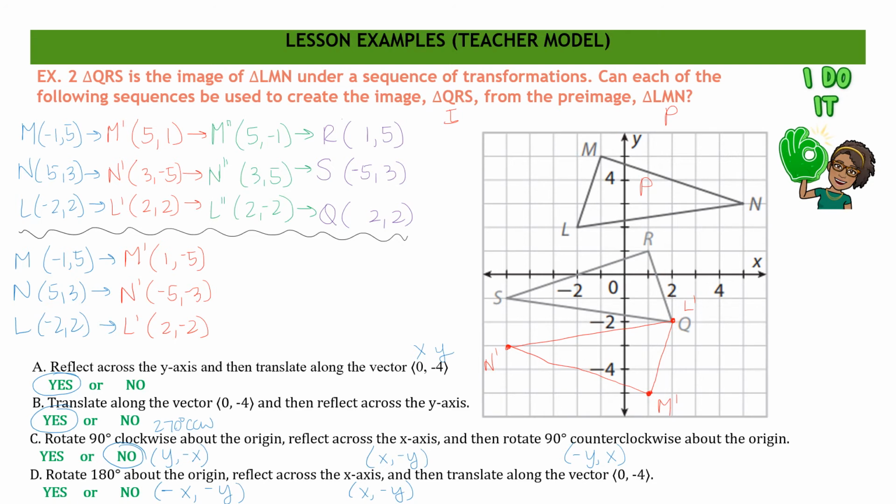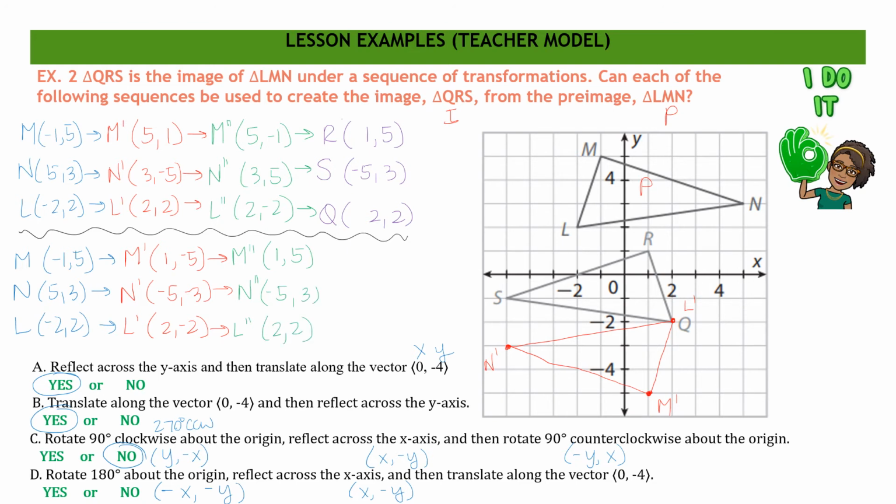All right, so now we got to do our second transformation. So our second transformation tells us that we are going to reflect across the x-axis. So that means I have M double prime, N double prime, L double prime. And I reflect over the x-axis. My x's stay the same. So I have 1, and then my y is opposite. So that's 1, 5, negative 5, 3, and 2, 2.